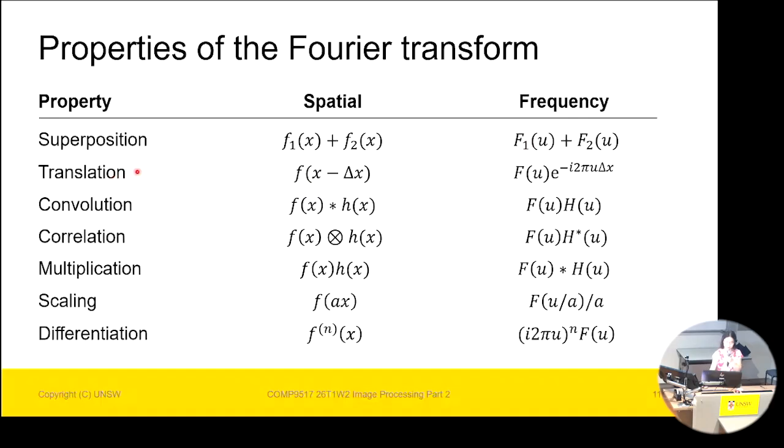And the second one is translation. So translation, you can try to derive this simply by replacing x with this term, and you will see F(u) will become like this. So it simply means if we shift the image in the spatial domain, like if you start the 0, 0 from a different point, then the frequency representation of the image will be shifted as well by this kind of term.